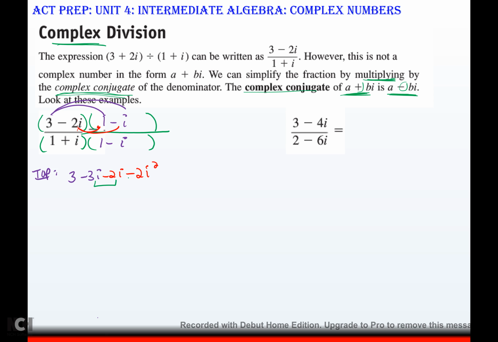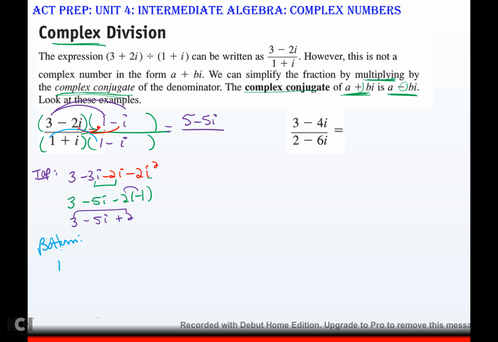Clean it up, combine i's, and change i squared. I get 3 minus 5i minus 2 times negative 1. Cleaning that up, you get 3 minus 5i plus 2. Combine like terms, and I get 5 minus 5i on top. Okay? So then I have to simplify the bottom.